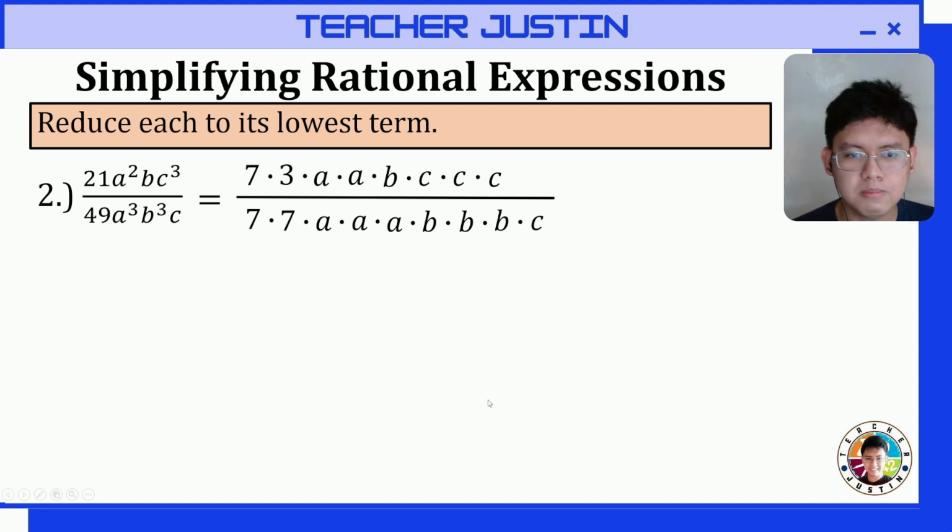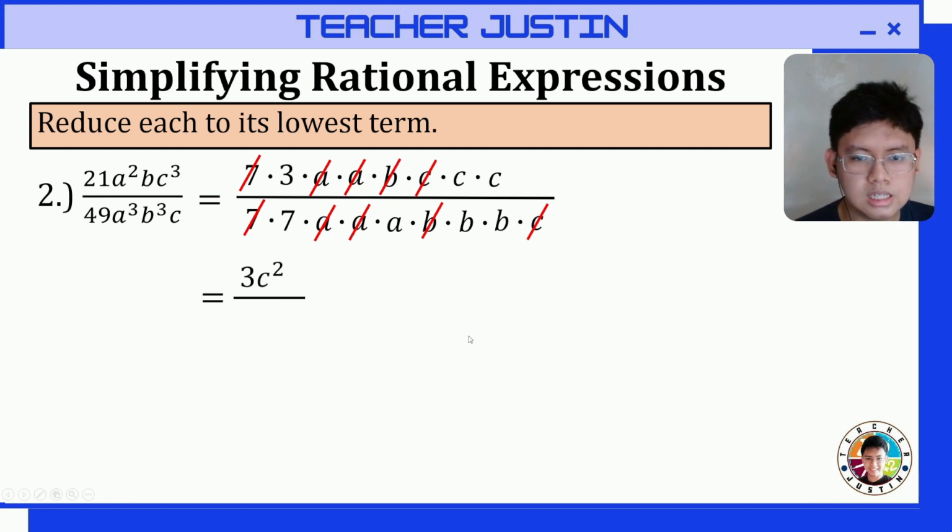Now, pagkatapos nating ma-factor si numerator at si denominator, let's cancel the common factors na makikita kay numerator and denominator. So, meron tayong common factor na 7, A, isa pang A, isang B, at isang C. Pagkatapos nating mag-cancel, we will now proceed to multiplying the remaining factors in our numerator and denominator. So, sa numerator, ang natira is 3 tapos dalawang C. So, 3 times C squared, that will be equivalent to 3c squared.